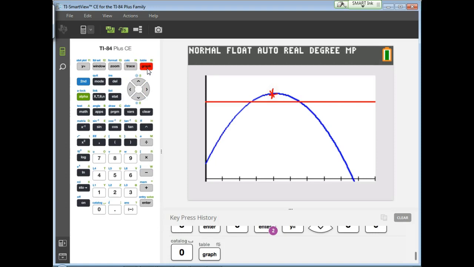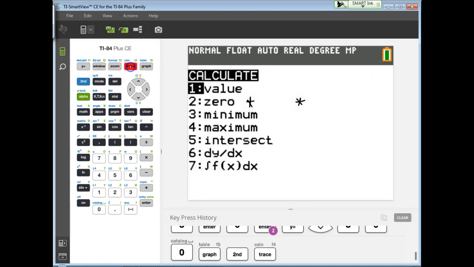Boom. So they want to know, when did it hit a height of 300? So apparently on the way up, the rocket hit 300, and then on the way down as well. How do you find where those 2 lines cross? What's that called? Intersection. Very good. So go to your calc menu. Choose Intersect, which is number 5.